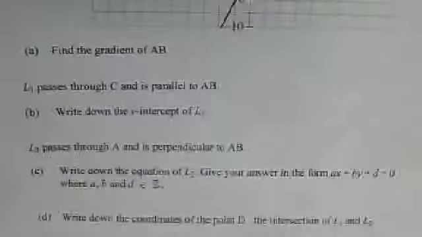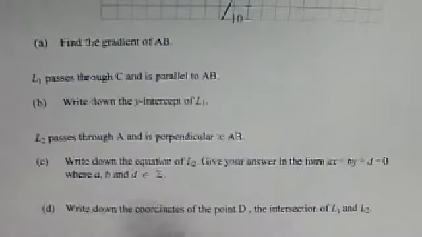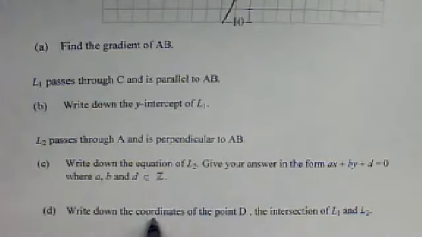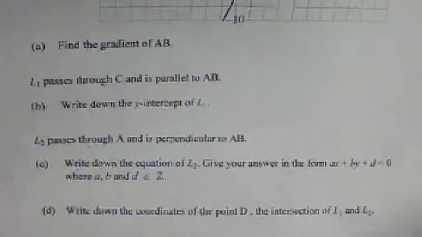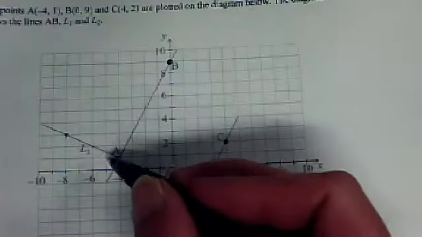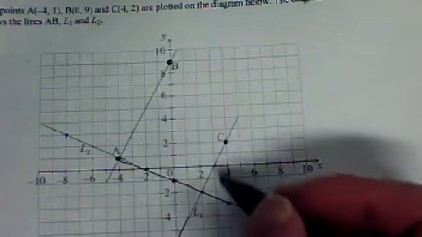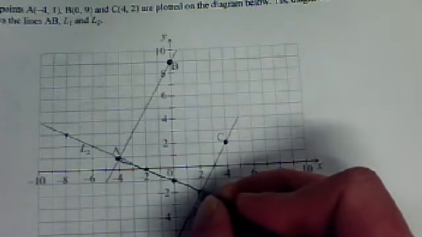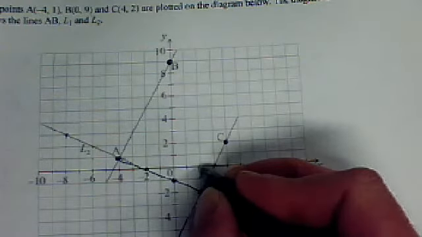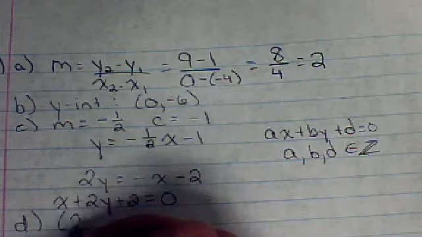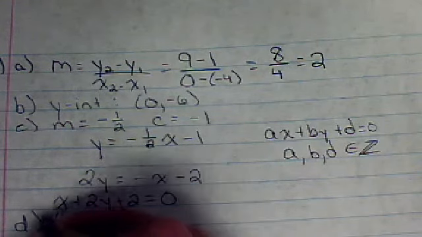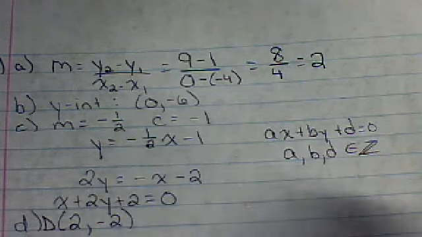The next part. Write down, so no work needed to show, the coordinates of the point D that intersects L1 and L2. So here was L2, here was L1. They're meeting at that point, and that point is (2, -2). So D is (2, -2), and that's point D. No math.